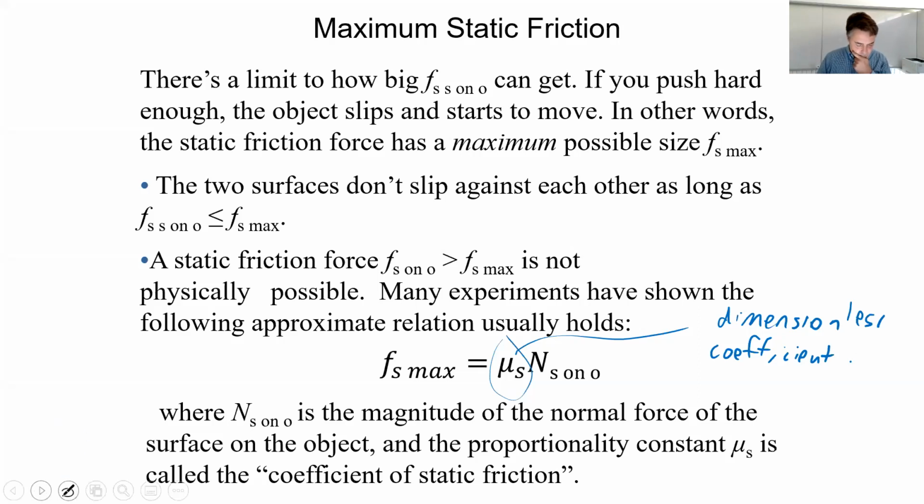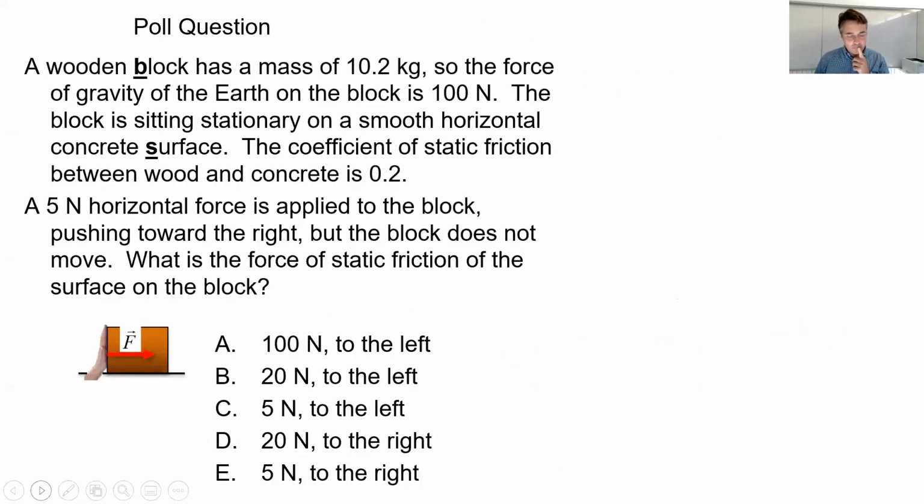Here's a wooden block that has a mass, okay, so this is a little bit better. Instead of saying it weighs 100 newtons, we should say it has a mass of 10.2 kilograms, so the force of gravity of the Earth on the block is 100 newtons. The block is sitting stationary on a smooth horizontal concrete surface. The coefficient of static friction between the wood and concrete is 0.2. A 5 newton horizontal force is applied to the block, pushing it towards the right, but the block does not move. What is the force of static friction of the surface on the block?